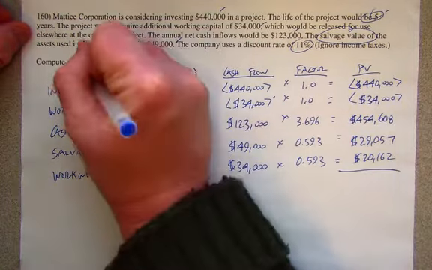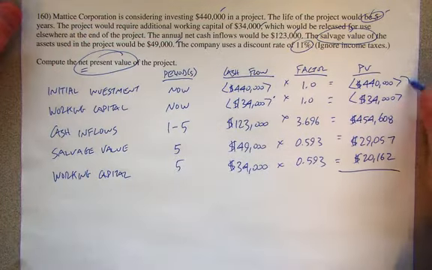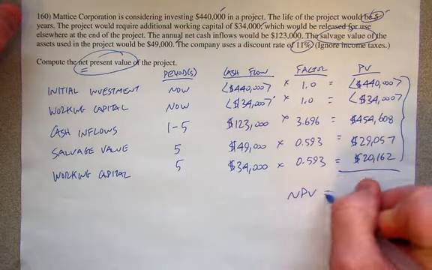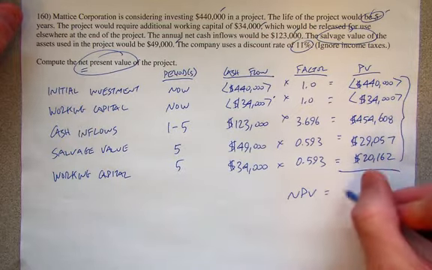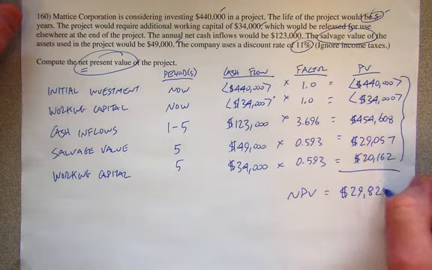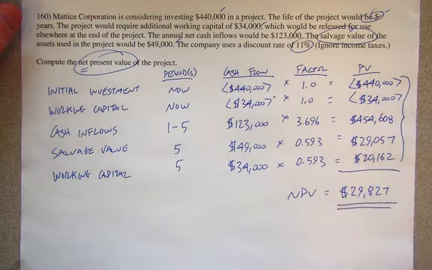Finally, this question is asking for the net present value. That word net really means to combine all of these cash flows. So if you add these positives, subtract these negatives, the NPV, or the net present value of this project, is just under $30,000, $29,827.